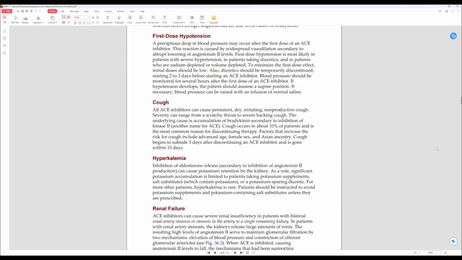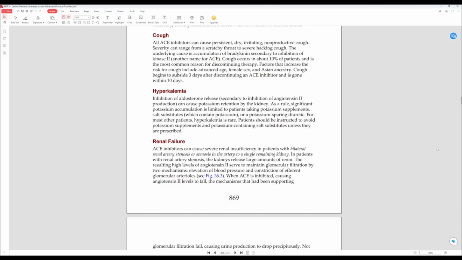To minimize the first dose effect, initial doses should be low. Also, diuretics should be temporarily discontinued, starting 2 to 3 days before starting an ACE inhibitor. Blood pressure should be monitored for several hours after the first dose of an ACE inhibitor. And if hypotension does develop, the patient should assume a supine position. If necessary, blood pressure can be raised with an infusion of normal saline.